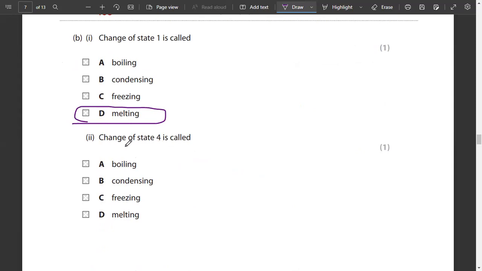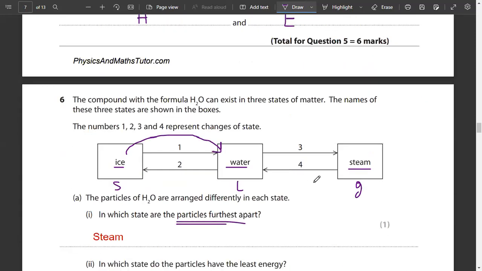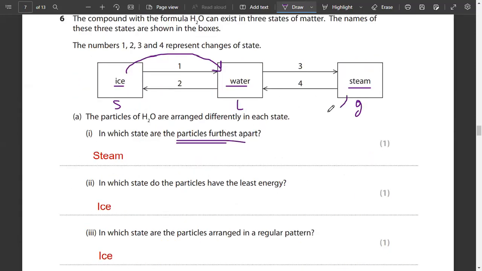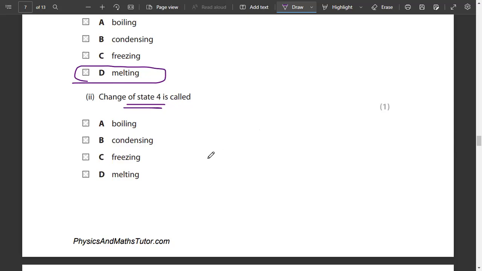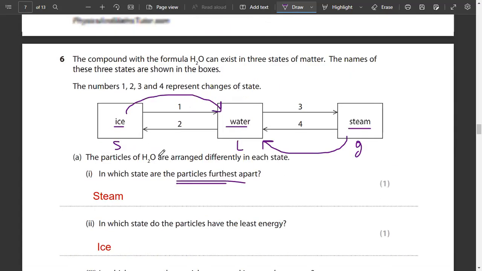Change of state 4 क्या है? What is the change of state 4 is called? You tell me the answer. State 4 का आंसर क्या होगा? Steam to water. Sublimation. Gas to liquid क्या होगा? Gas to liquid. Think again. What are the options? आपके पास options ये हैं: boiling, condensing, freezing, and melting. I think it's condensing. Exactly, it's condensing. Sublimation तो gas to solid और solid to gas है. Liquid is not involved. Condensing जो होता है, that is gas to liquid.